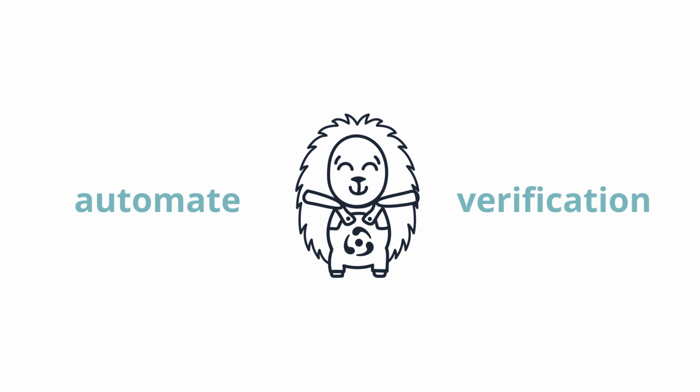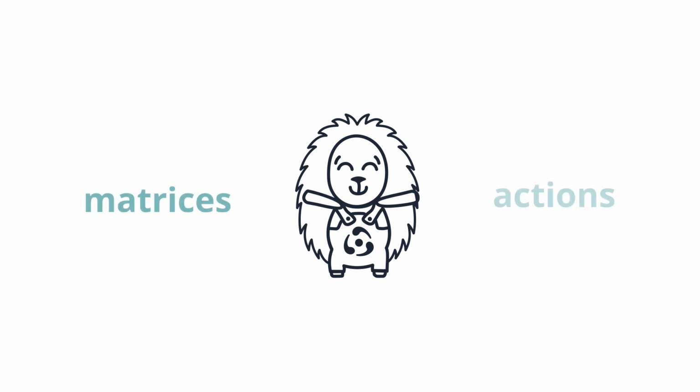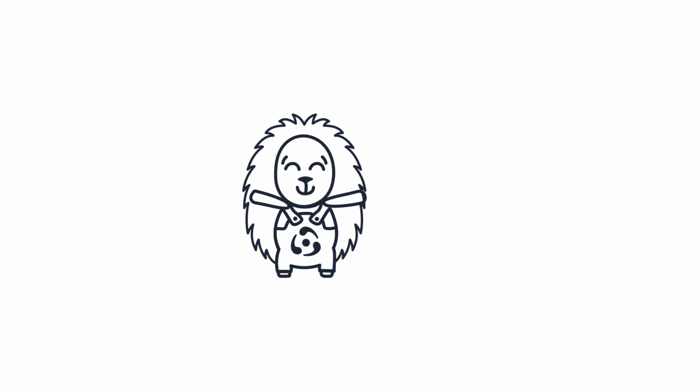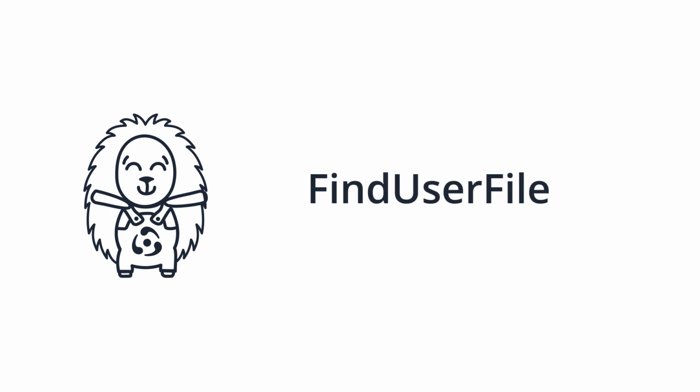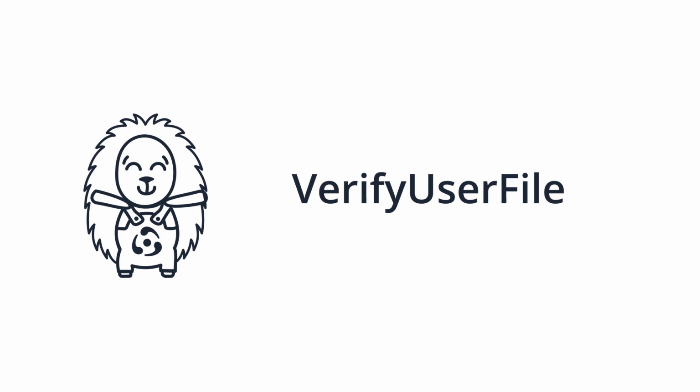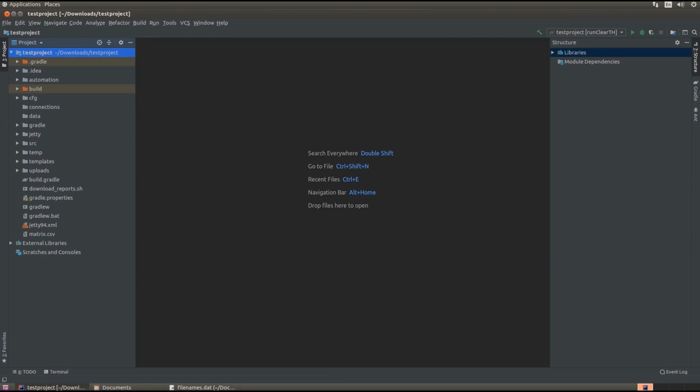You already know that automation in ClearTH is implemented by using matrices that consist of actions. The described file verification case is quite special, so you need to extend your project with custom actions to use in a matrix. We'll write two actions. The first one will find out the file name that corresponds to a given username. The second one will load data from that file and verify it. While writing the actions, we'll use some built-in ClearTH capabilities to simplify our work. Let's start.